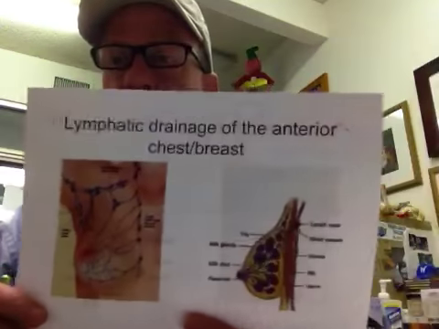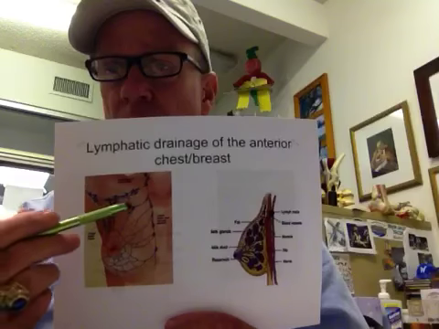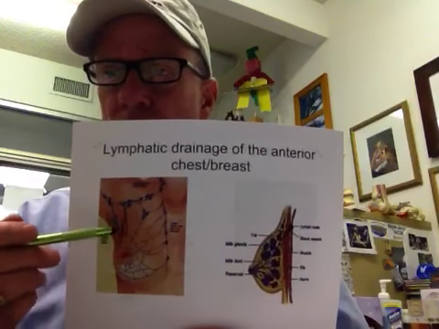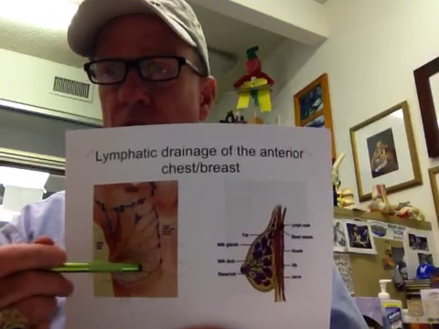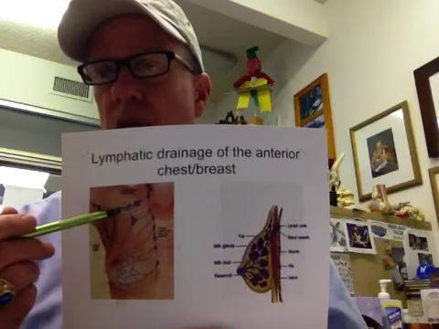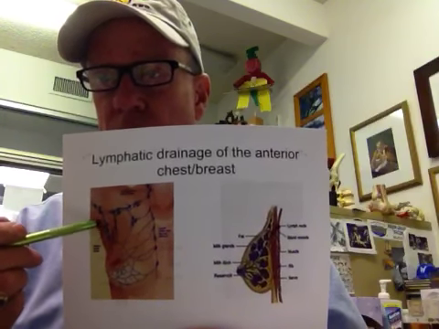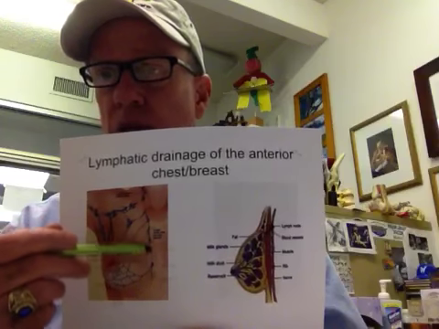And then lymphatic drainage of the breast in both males and females. These happen to be female illustrations. And so the lymph drainage in the entirety of the anterior chest sometimes goes to axillary lymph nodes, and then more central or mediastinal lymph nodes.